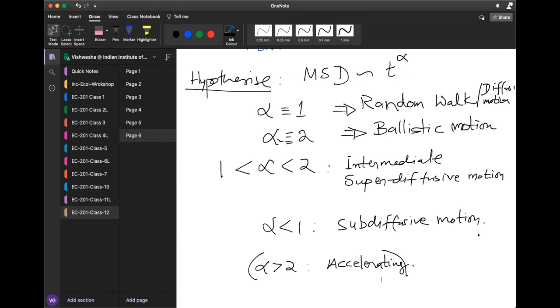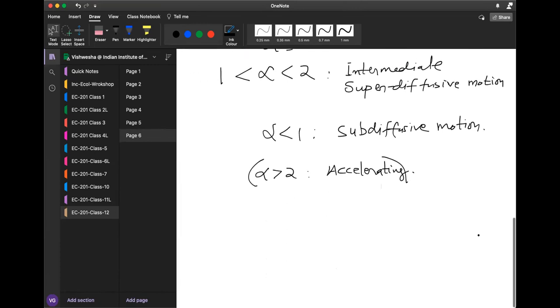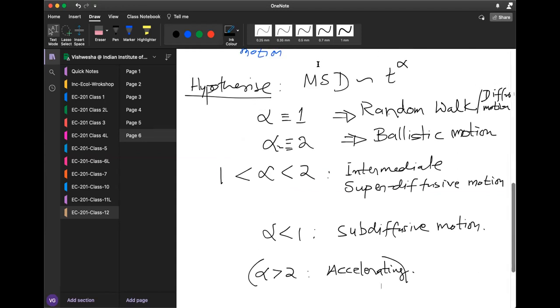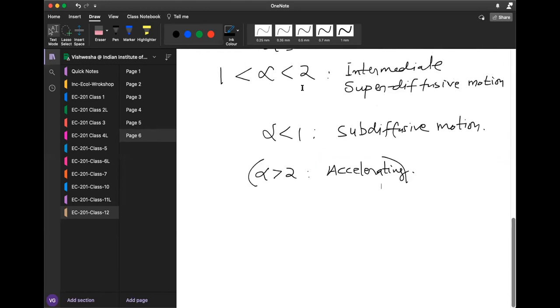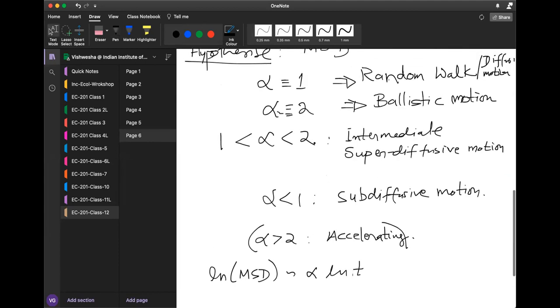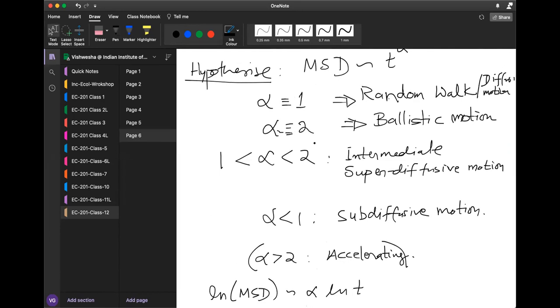Basically, you only find them for a very short period of time. You can't find them forever. So, in fact, if you take real data, usually the way to look at it, if you conjecture this kind of relationship, is a plot, not a regular plot, but take the logarithm on both sides. If you take the logarithm of MSD, what do we get? We get alpha times the logarithm of t, right? If I go back to this equation and take the logarithm, I'll get this, right?